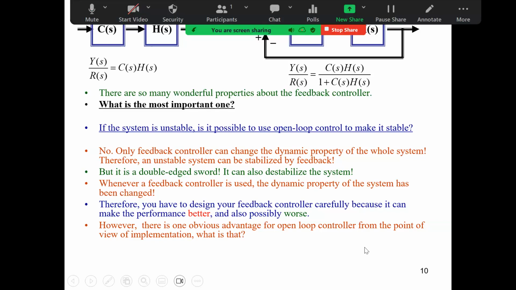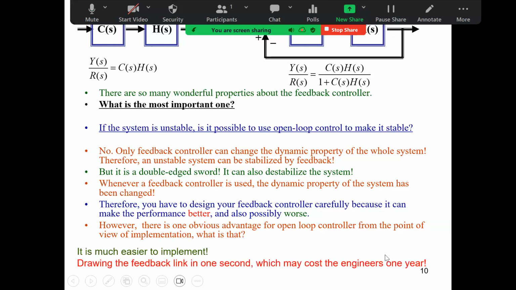On this side, because of the link, it is easy with the block diagram; we just draw this link in one second. But in reality, how do we implement that link? For some complicated problems, it may be difficult or very challenging. Okay.